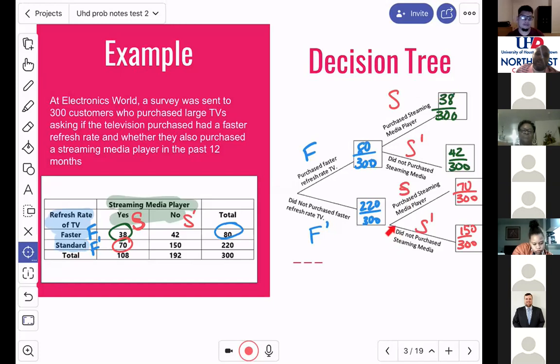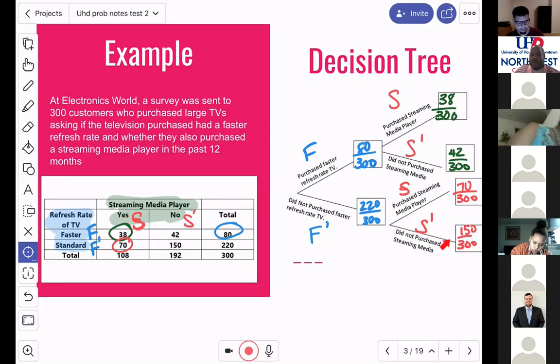And what I want you to realize is that you can actually reflip these branches. You could have done streaming media player first, right? So you could have made a different tree that went streaming media player first, where you had S and S prime. Then you would have had streaming with a faster rate and streaming without a faster rate, and no streaming with a faster rate and no streaming without a faster rate. But in the end, your tree would have been the same because of the way multiplication works. So just keep that in mind. You can make this tree a couple different ways, but you're going to get the same end results.